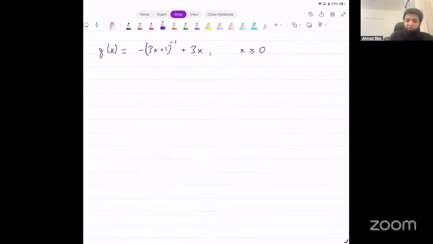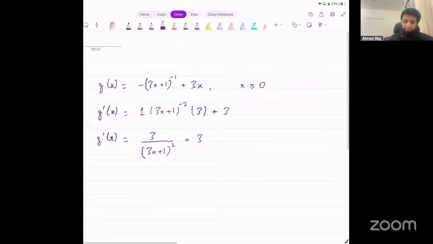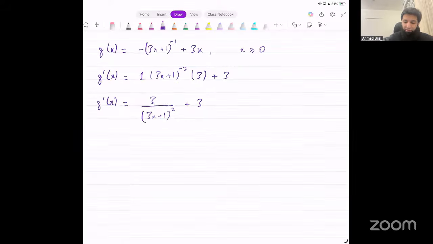Acha. Now, we need to figure out whether this function is increasing or decreasing or neither of the two. What you do in such problems is you find the derivative first of all, see what that turns out to be. Minus into minus 1, that will give you 1 into 3x plus 1 whole raised to power negative 2 multiplied by the derivative of what is inside, which is 3. Plus derivative of 3x, that is going to be 3. Simplify this and that gives you 3 over 3x plus 1 whole squared plus 3. That's the derivative. Okay. Now we need to figure out if this function is increasing or decreasing or neither.